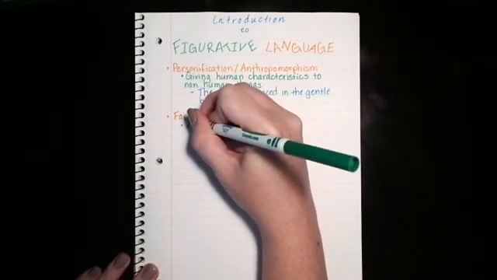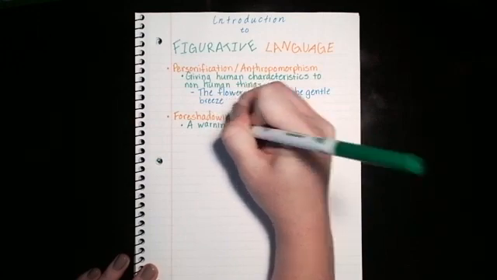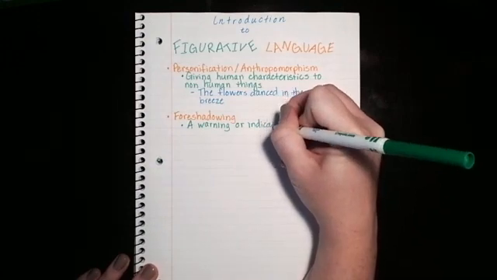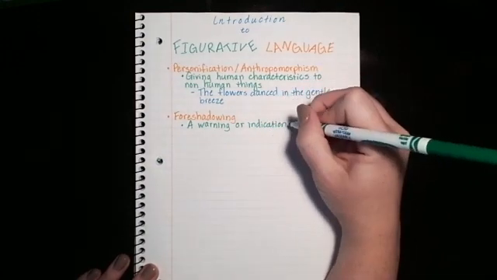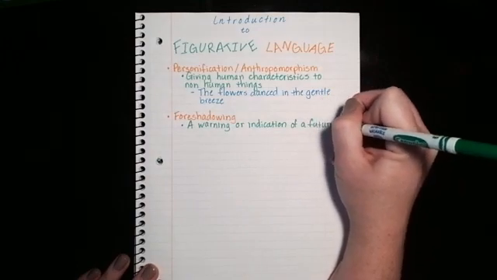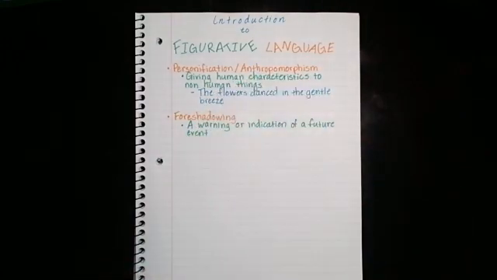Foreshadowing is a warning or indication of a future event. Okay, storytellers use this all the time. This is a very common literary device, and you might have even noticed this in movies that you like or things like that.